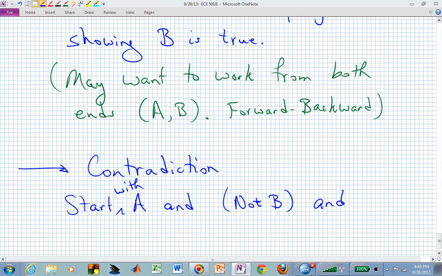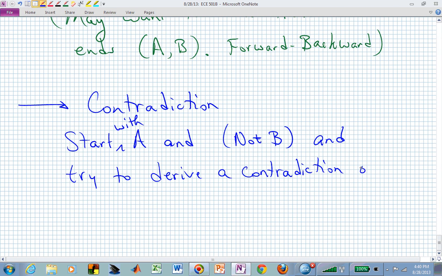So we start with A and not B, and try to derive this contradiction, or a false statement. 1 is equal to 2. That's false, so there must have been something wrong with our original assumption, and so we can conclude that A does indeed imply B.